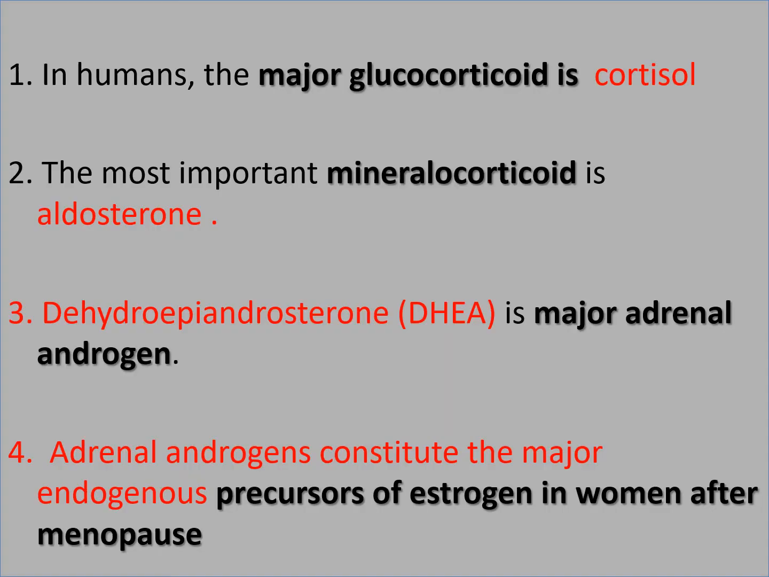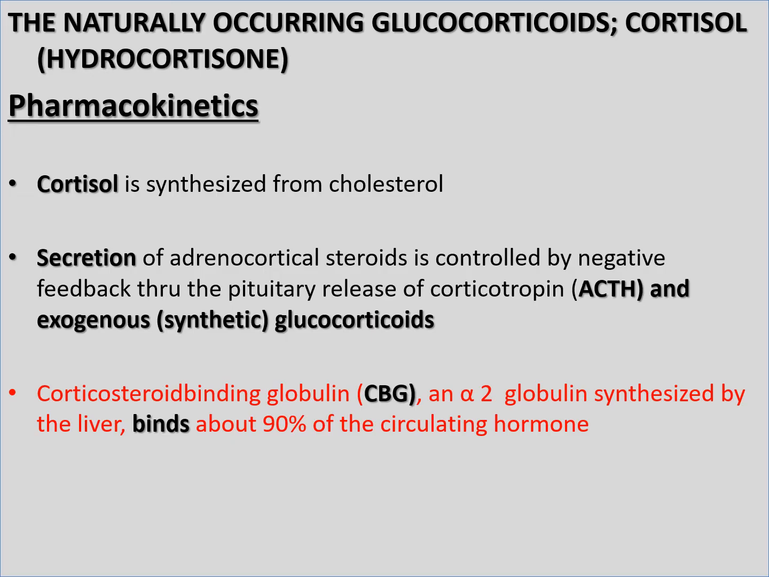The other category of the hormones are called androgenic or estrogenic hormones, and they have androgenic or estrogenic activity. In humans, the natural major glucocorticoid is cortisol, and the natural major mineralocorticoid is aldosterone, and the natural adrenal androgen is DHEA, dehydroepiandrosterone. Adrenal androgens play a major part as endogenous precursors of estrogen in women after menopause.